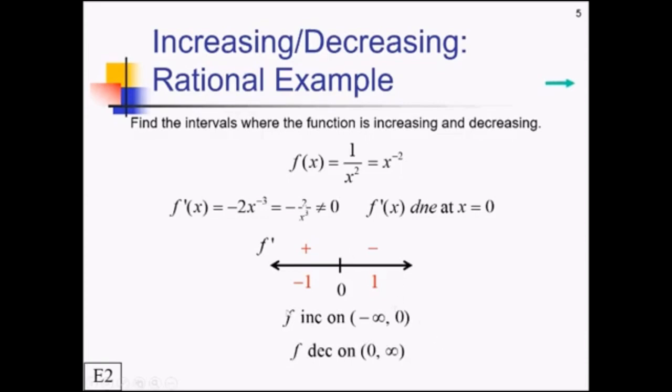For one thing, notice that I'm still, just like I did on the last example, writing out f increasing. I'm not just saying increasing without telling you which function is increasing. Also, note that on this one, I could not actually include 0 in either of these intervals because the original function is undefined at x equals 0. So you can't say that it's part of an increasing or decreasing interval.